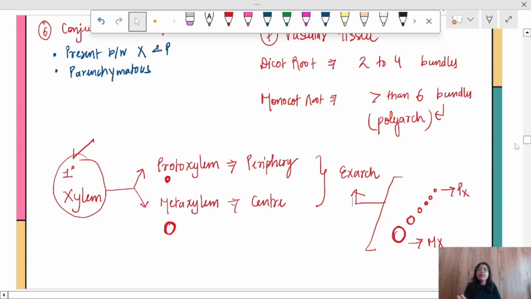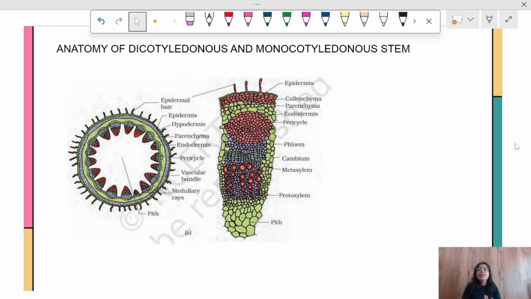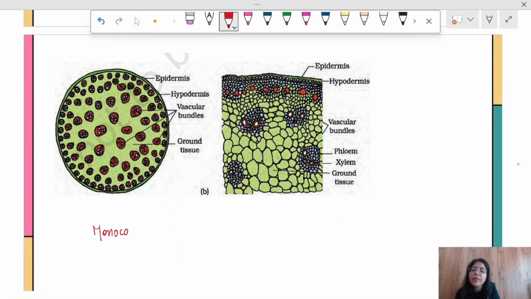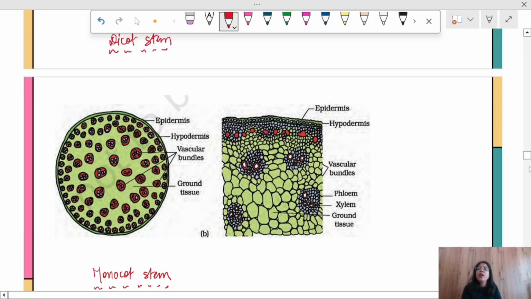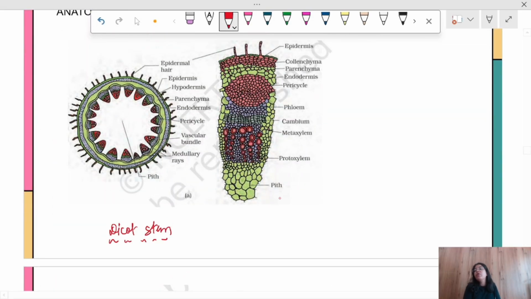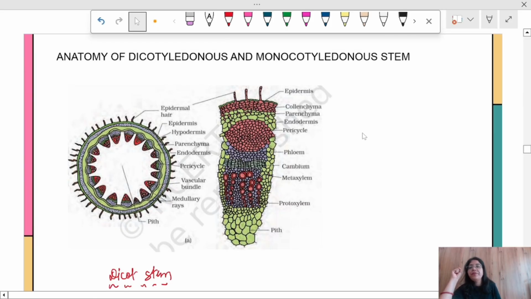Now let's learn about the stem section. In this stem section, this is the dicot stem, and after this dicot stem, you have this section which is of monocot stem. Please see in the dicot stem, what are the differences which you can observe here? The first and most important difference is the arrangement of vascular bundles. They are arranged in a ring-like condition here, but in the monocot stem the vascular bundles are scattered throughout. So this you have to remember.